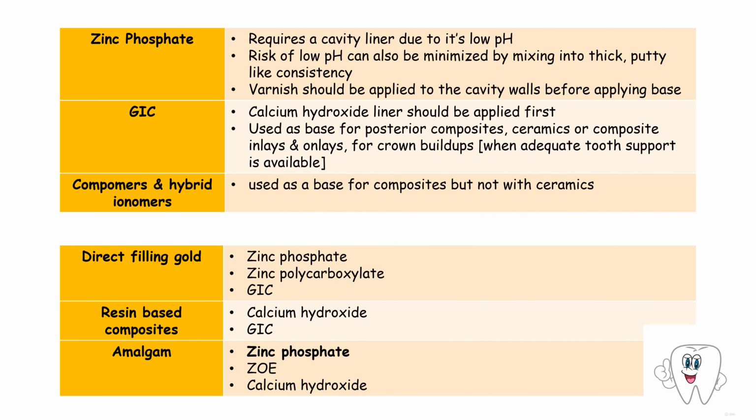Now here's a table of different cements that can be used as liners and bases. For zinc phosphate, it always requires a cavity liner due to its low pH. The risk of low pH can also be minimized by mixing it into a thick putty-like consistency. Varnish should be applied to the cavity walls before applying it as a base. For GIC, calcium hydroxide liner should be applied first.